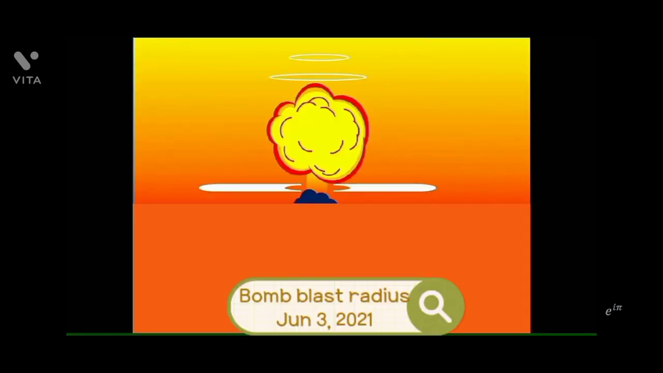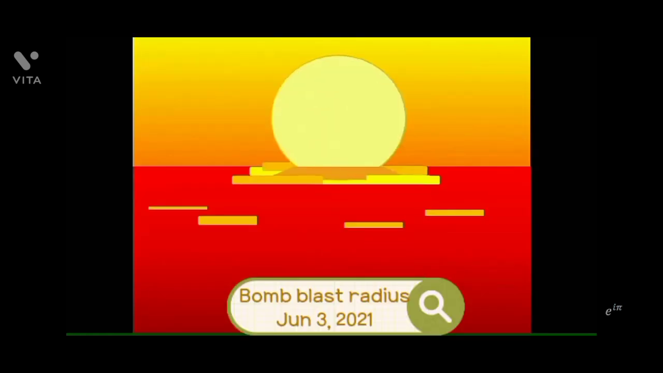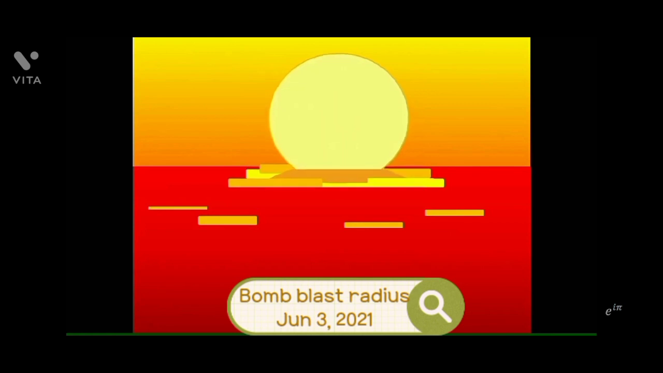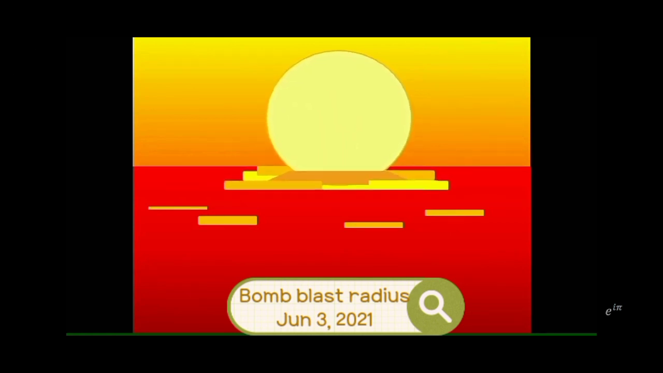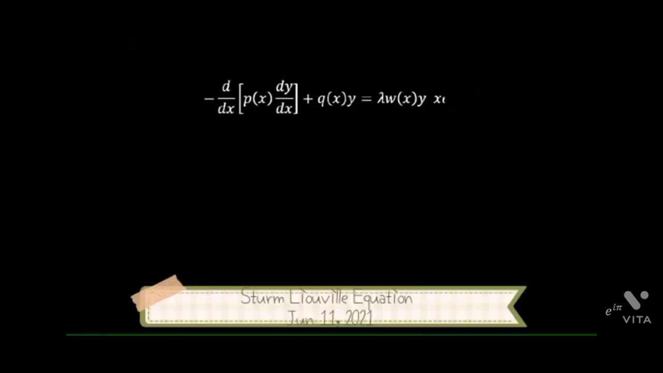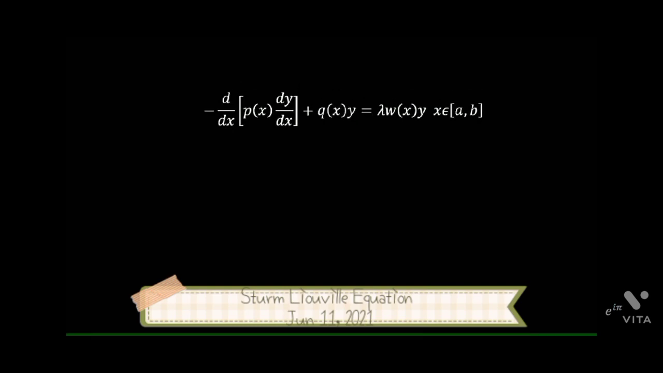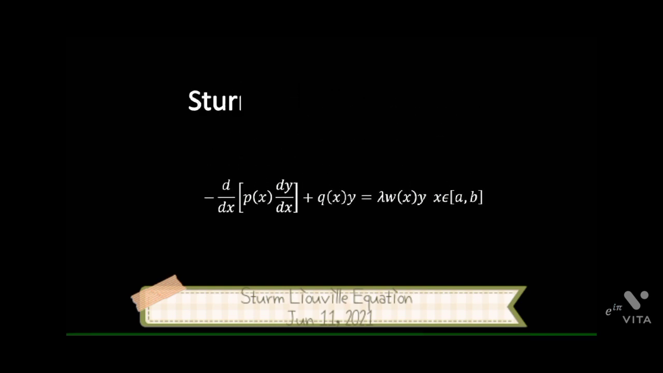Link 2, and it was important to know the blast radius of the bombs. In other words, its area of influence. We are well aware of its devastating effects and normal second order differential equation, but interestingly, we encounter this equation at a number of instances. This is the Sturm-Liouville equation.